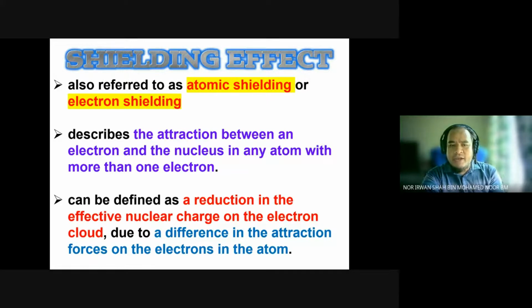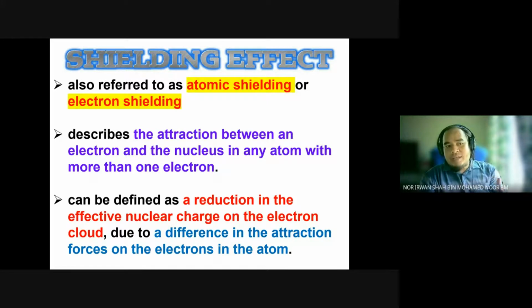Sikit lagi tentang shielding effect ni. So shielding effect can also be defined as a reduction in the effective nuclear charge on the electron cloud due to a difference in the attraction forces on the electrons in the atom. Okey, apa maksud dia kan? Okey, kalau macam ni. Kita tahu sekarang ni apabila suatu atom itu dia punya shielding effect dia besar, so dia akan mengurangkan apa? Dia akan mengurangkan attraction antara nukleus dengan outer electrons. So ini akan menyebabkan berlaku perubahan kepada size.